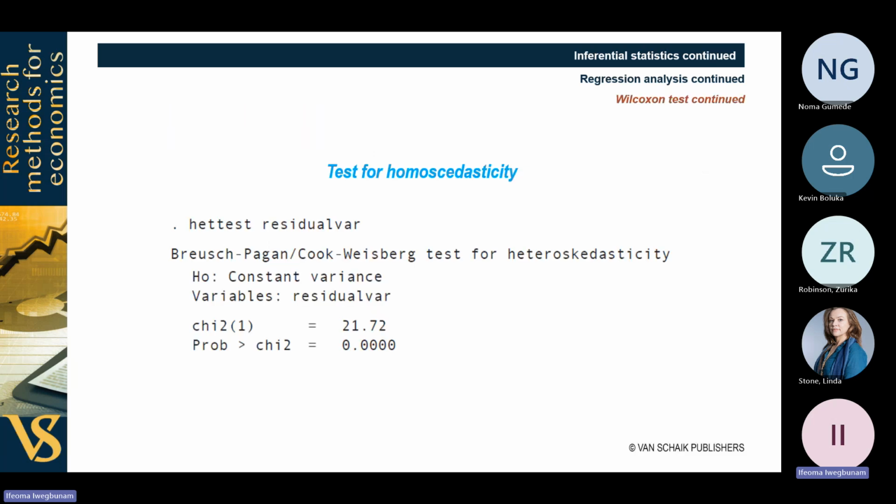Then this is a test for homoscedasticity. You look at the chi-square and also the probability. When the probability is positive, it means that there is a positive relationship between the variables under study.